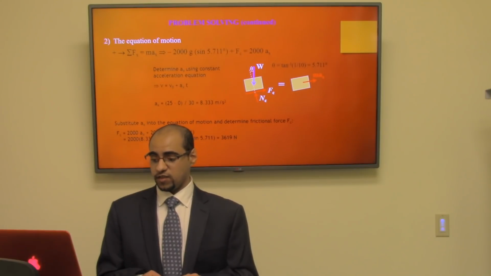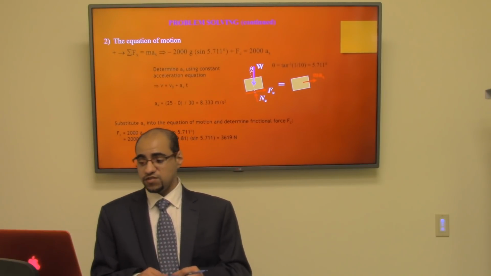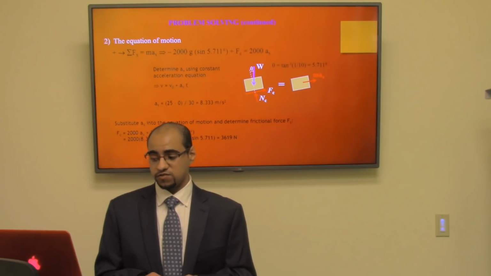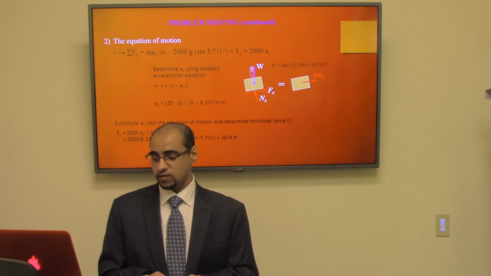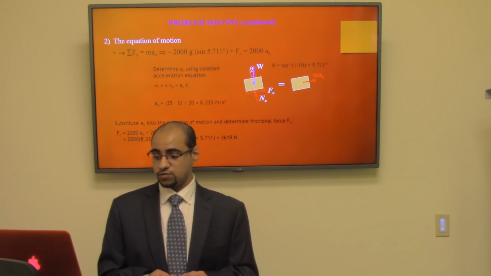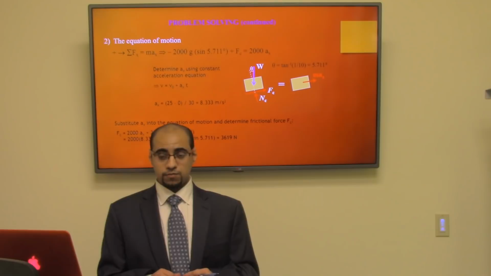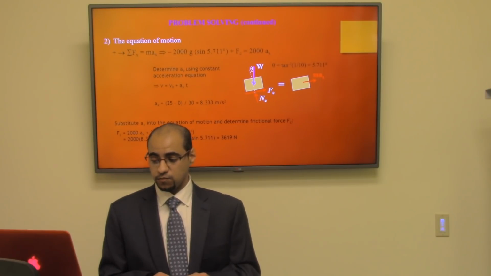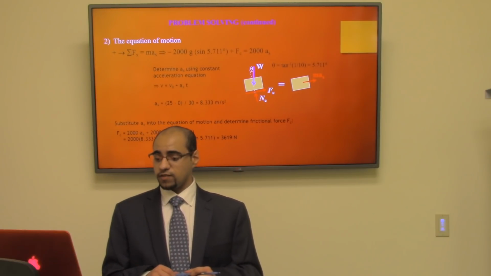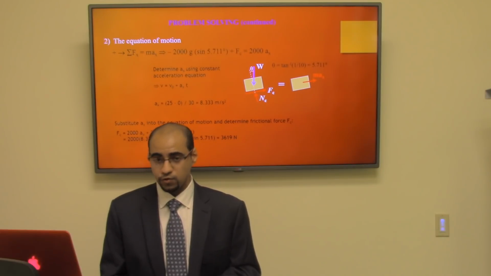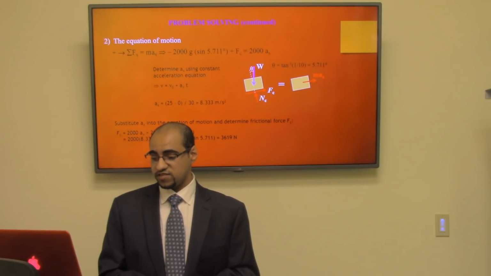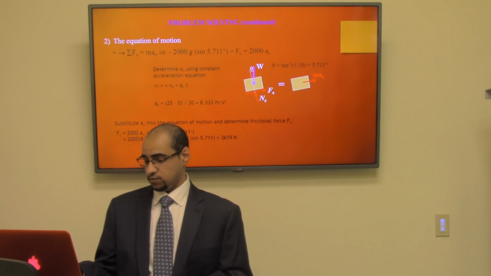Substitute the ax into the equation of motion to determine the frictional force. Fc equals 2000 ax plus 2000 g multiplied by sine 5.711, which gives us 2000 multiplied by 8.33 plus 2000 multiplied by 9.8 for gravity, multiplied by the sine of 5.711 on the calculator. So the total is going to be 3,619 Newton.